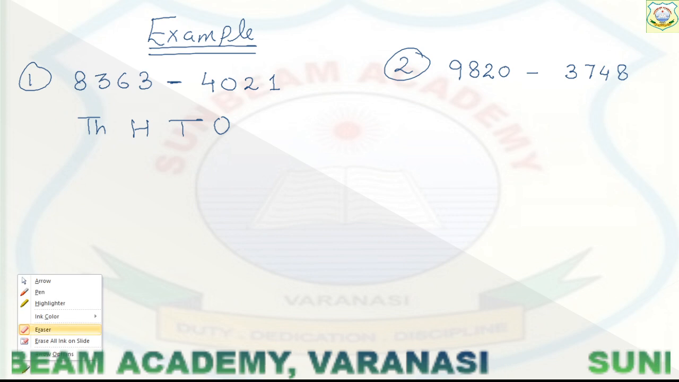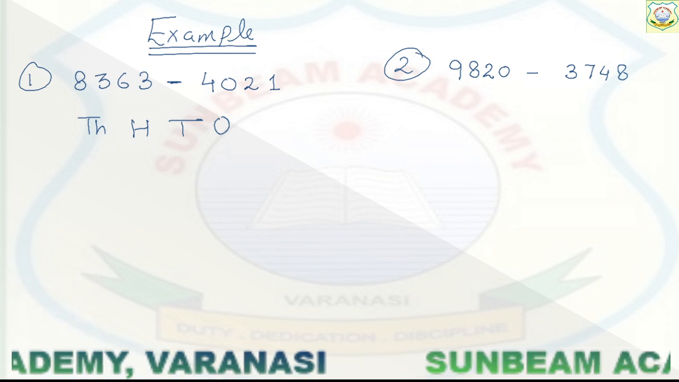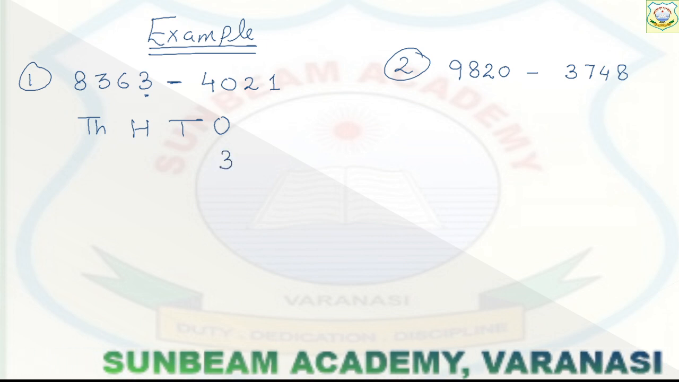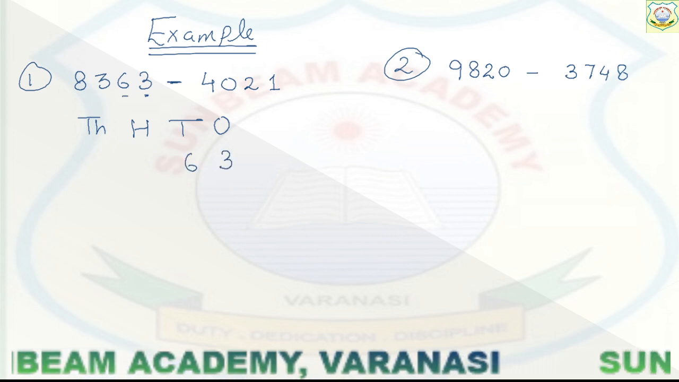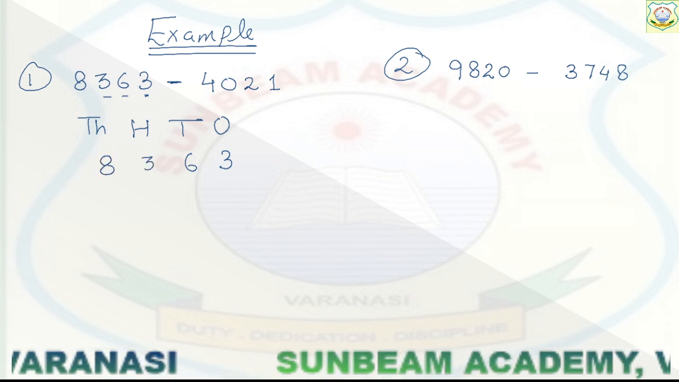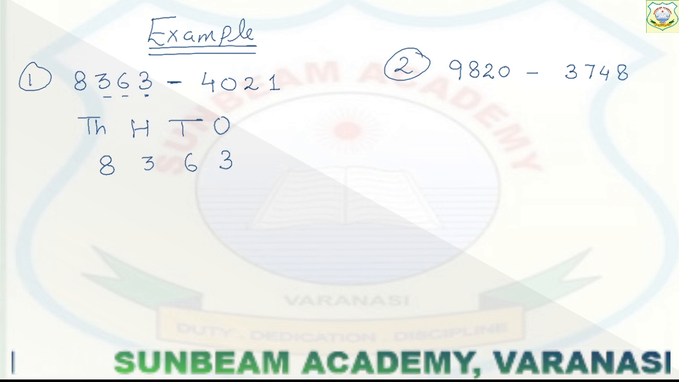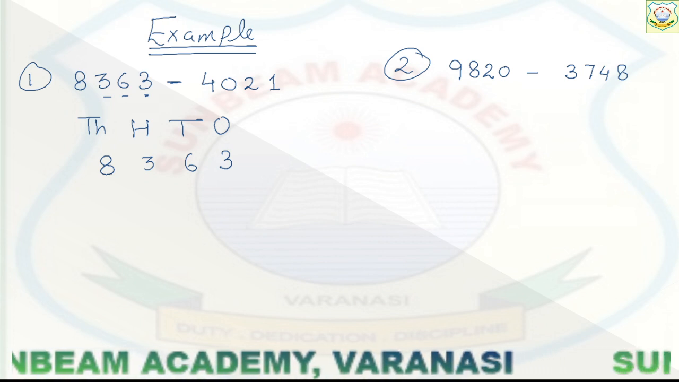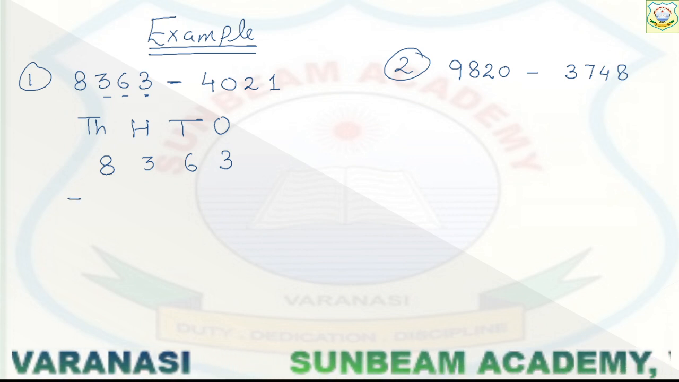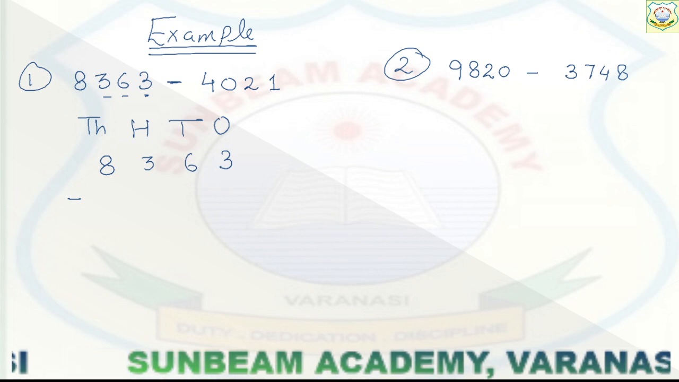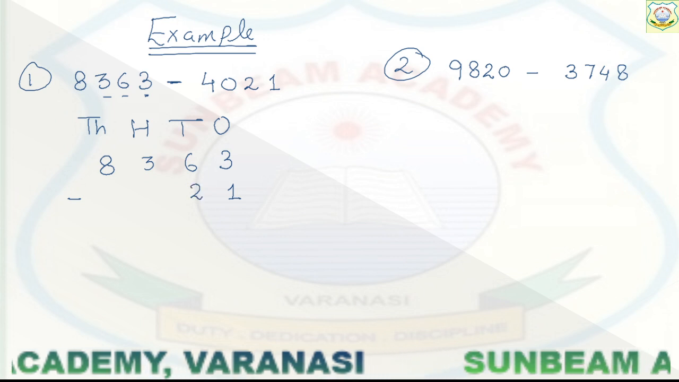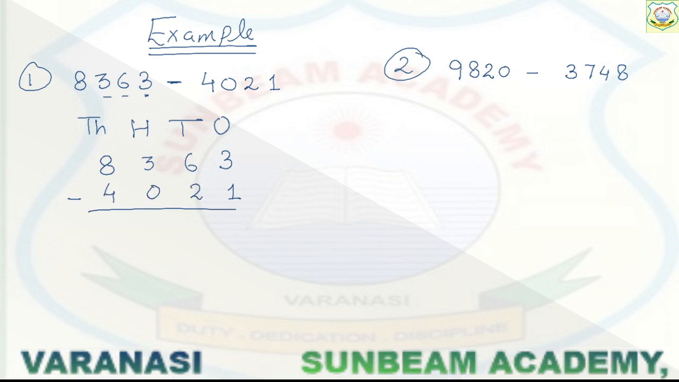Always start copying down from the ones place so that it will be easy for you. So at the ones place, what is the number? 3. So start from 3. Then tens place 6. Then 100 place 3. And 8 is the 1000 place. If you are noting down correctly, you can start from 1000. But if you have any doubt, then start from the ones place. Now we will subtract 4021. We can directly write here, but it's better to start with the ones place. So 1 here, then 2, then 0, then 4. Okay.